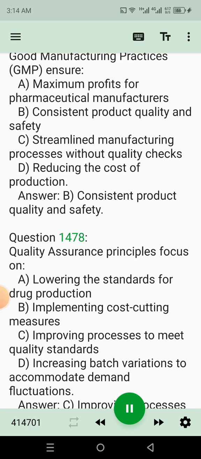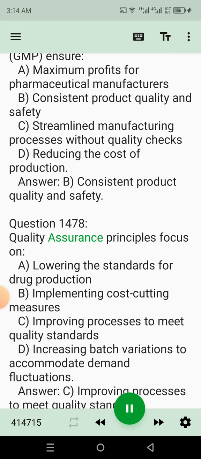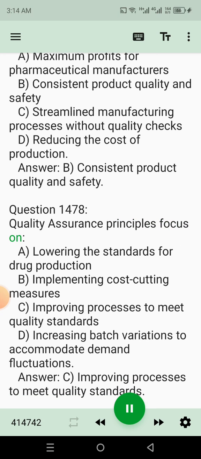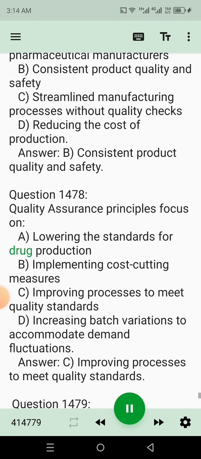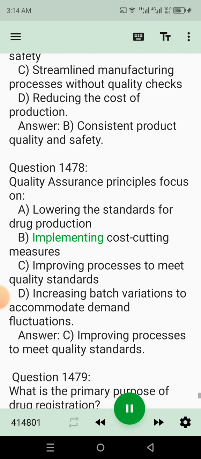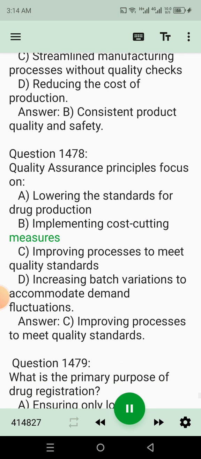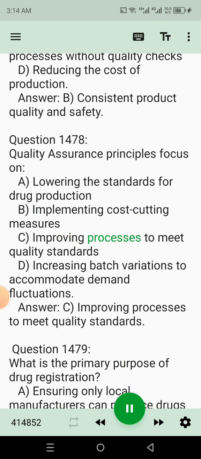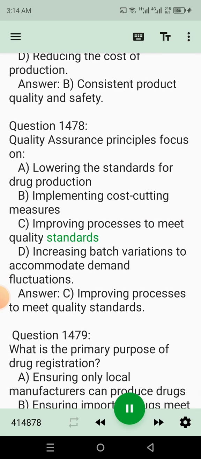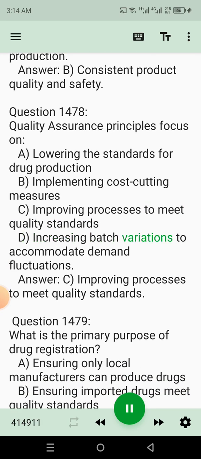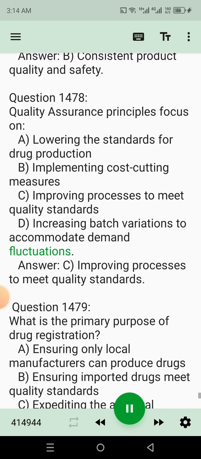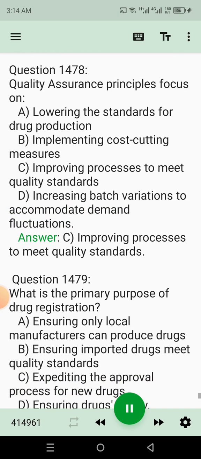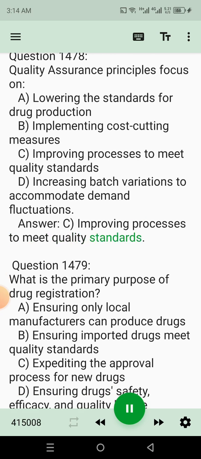Question 1478. Quality assurance principles focus on: A. Lowering the standards for drug production. B. Implementing cost-cutting measures. C. Improving processes to meet quality standards. D. Increasing batch variations to accommodate demand fluctuations. Answer. C. Improving processes to meet quality standards.